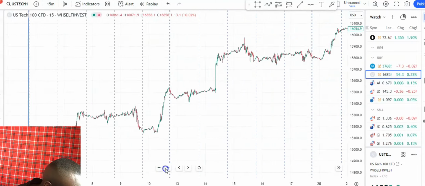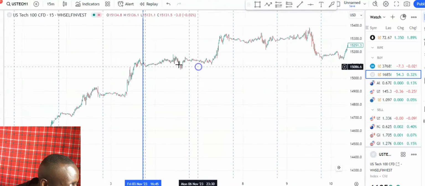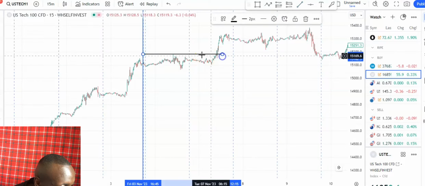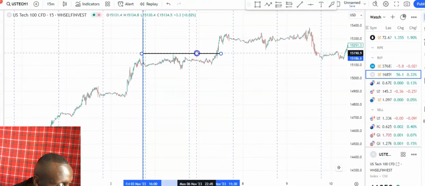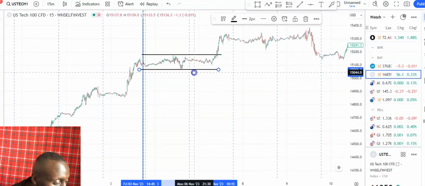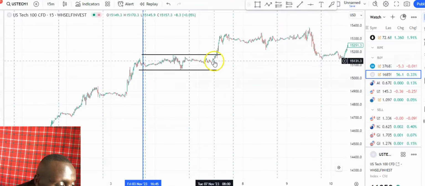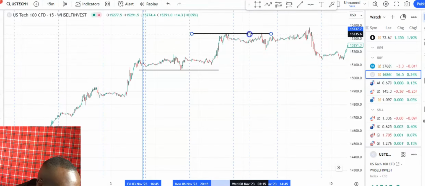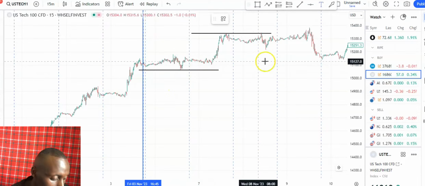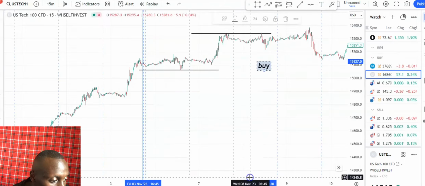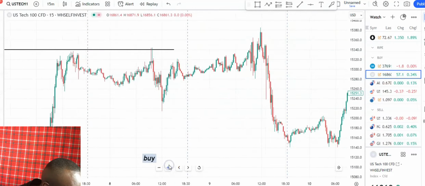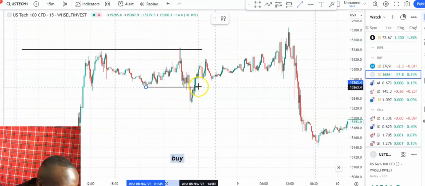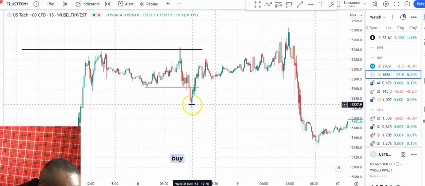So we'll start here. We have our high there, and we have our low here. And then on Tuesday, price breaks out and closes outside of the range. So that means that on Wednesday, I buy. Simple. So how do I buy? I wait for price to come back to the low of the day. So I'm buying low. I wait for price here for this buy.